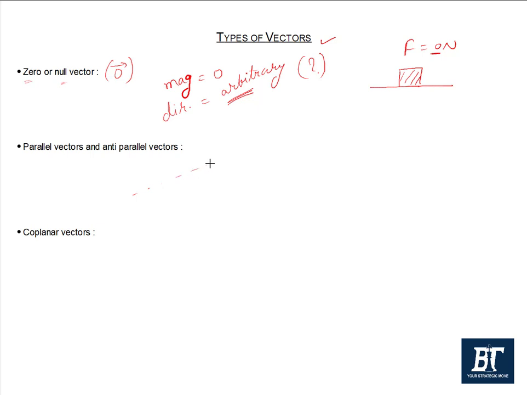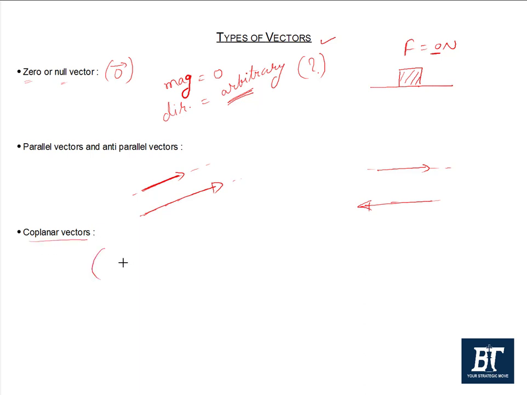Next one is parallel vectors and anti-parallel vectors. If two vectors point in the same direction, then they are called parallel vectors. On the other hand, if two vectors point in directions opposite to each other, then they are called anti-parallel vectors. Next one is coplanar vectors.